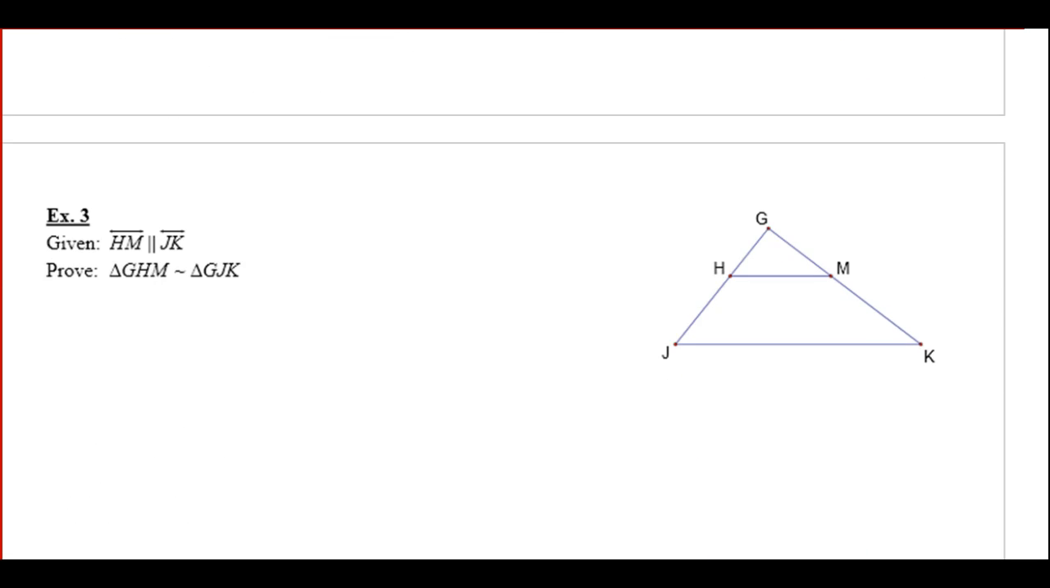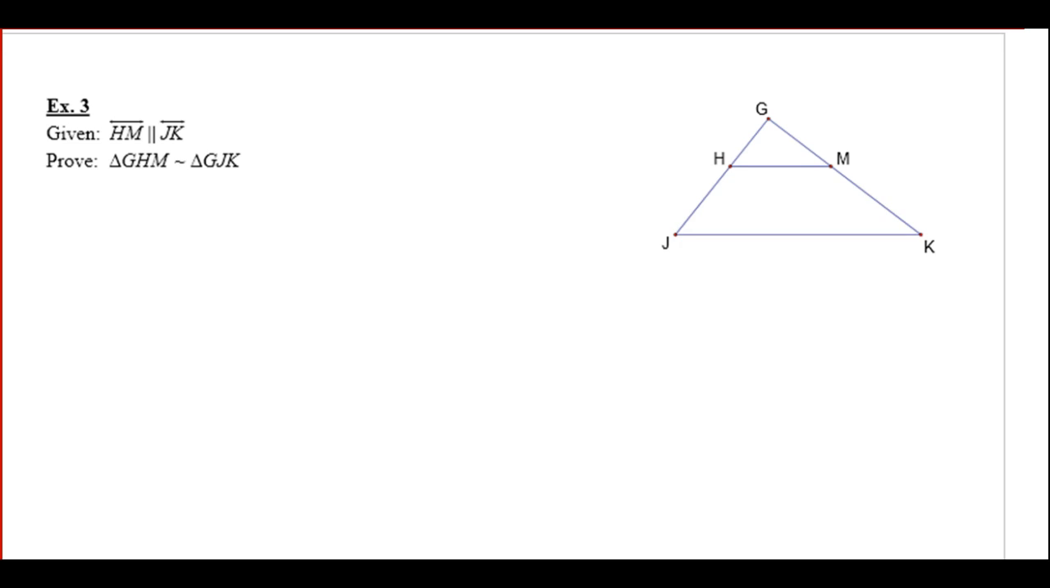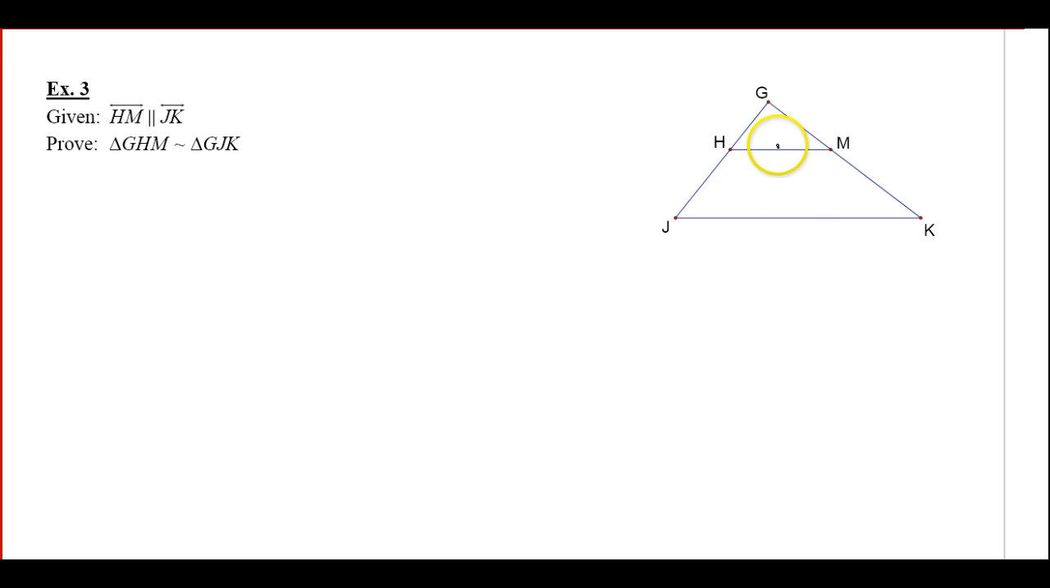Example 3. So we've got that HM is parallel to JK, and we know that parallel lines give us angles that are usually congruent. So I'm looking at the little triangle at the top and then the whole big triangle. Since these lines are parallel, I know that these angles are going to be congruent. Those are corresponding angles. I also know that these angles are going to be congruent. I also know that angle G is reflexive.